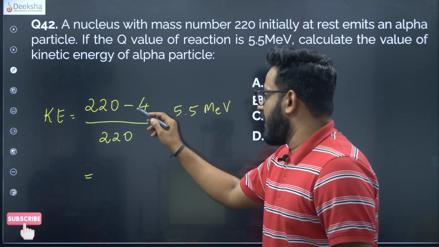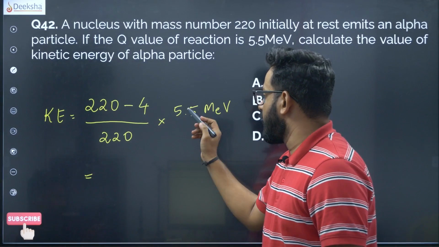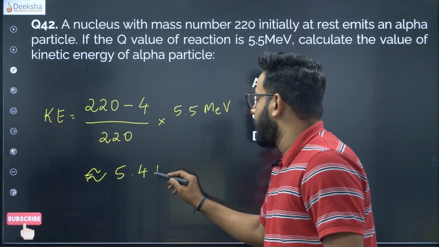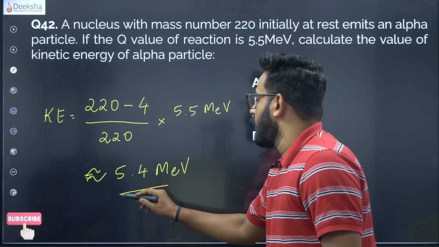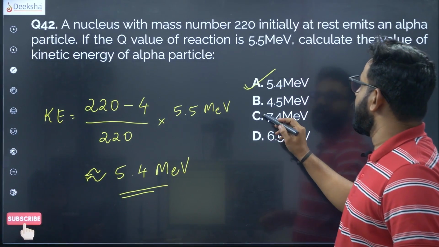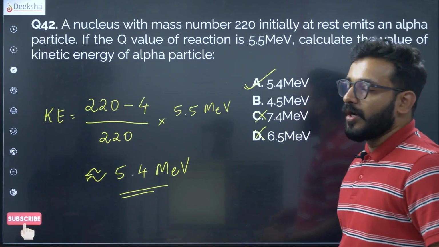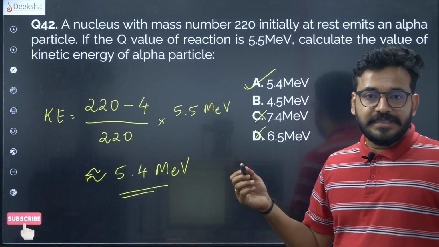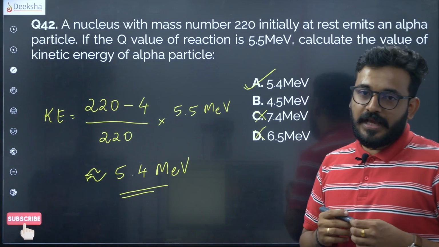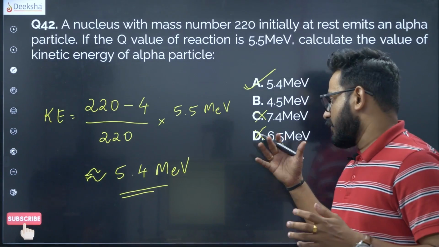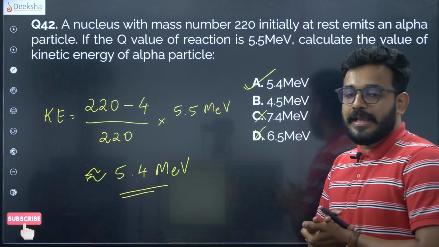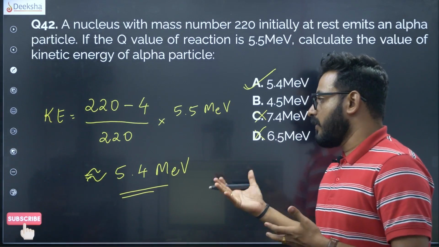So this is 216 by 220 into 5.5, approximately 5.4 mega electron volt. This is the correct answer. Definitely options C and D are wrong. The total energy released in the process itself is 5.5 mega electron volt, and the alpha particle having a greater energy is not possible. That is what logic tells us, so C and D are not correct. Options A and B can give you some confusion, but then it is sorted by this.